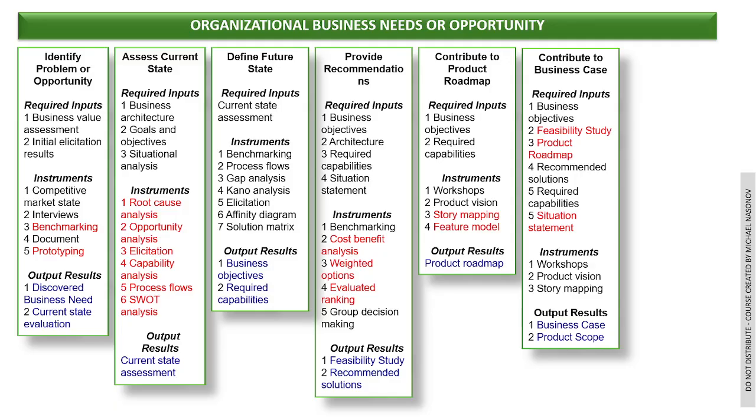Next optional, contribute to business case. Inputs: business objectives, feasibility study from previous processes, product roadmap from previous, recommended solution, required capabilities, and situation statement. Instruments, the same: workshops, product vision, story mapping. Output results: business case and product scope. Please note that all of this might be achieved through one big workshop with group decision making. That's what is usually done. In real big companies, we create a workshop for one day, for 8 hours, and we decide it right there.